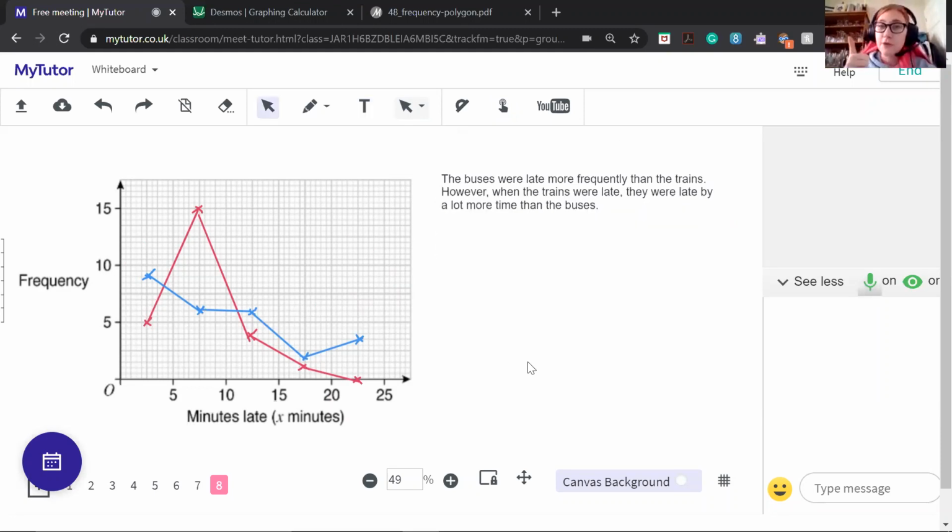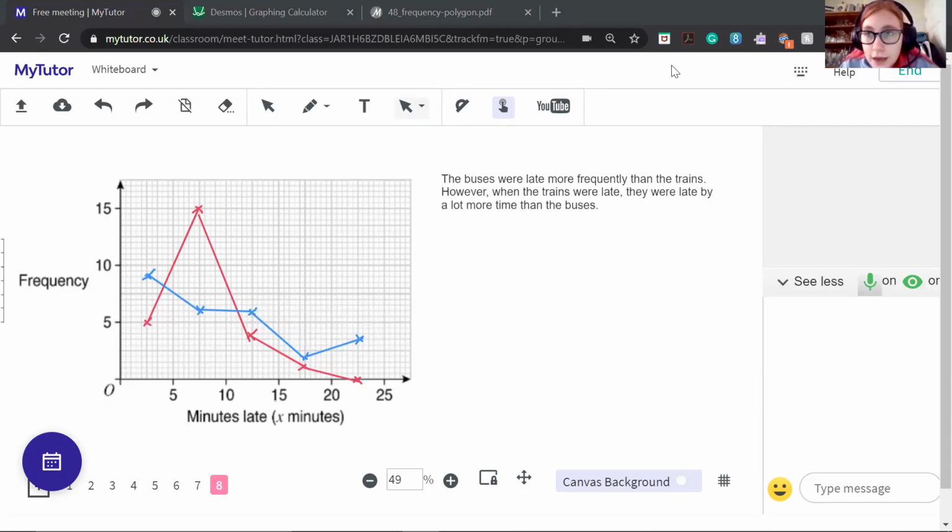The buses were late more frequently than the trains, which we can tell from the pink line here. However, when the trains were late, they were late by a lot more time than the buses, as we can see from here. So hopefully that makes sense. It's just another way of displaying data and using it to do that.